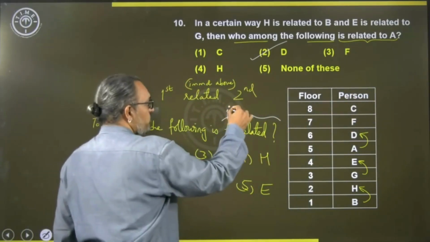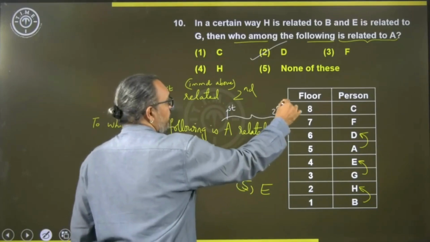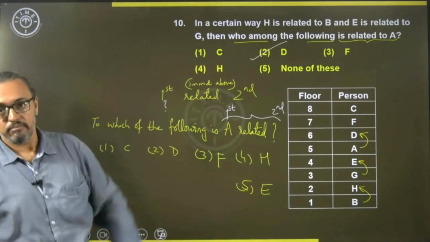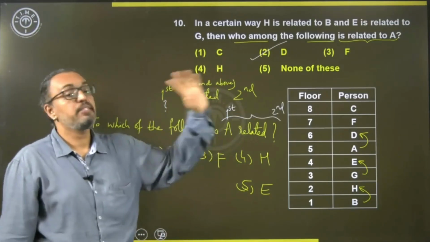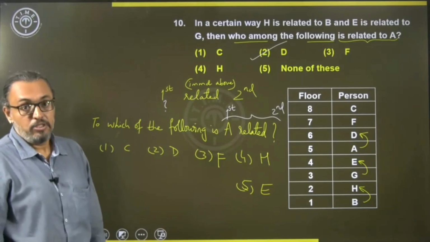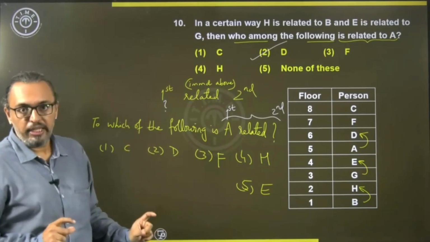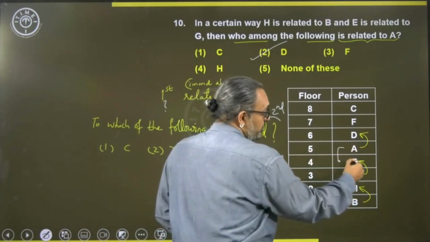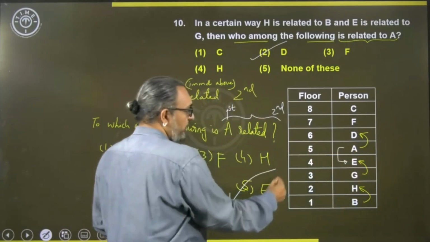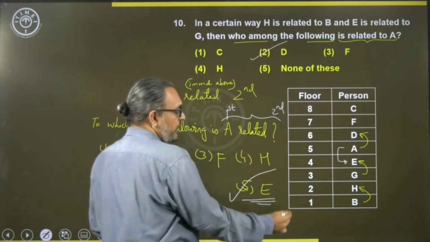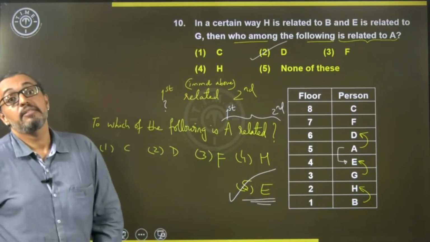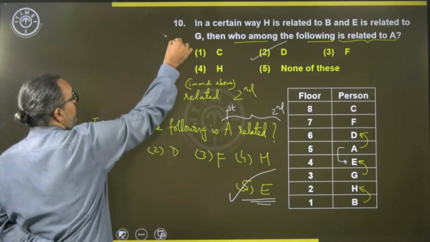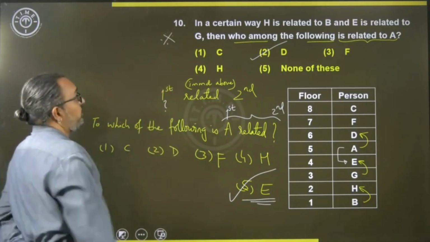So here this also is first, second. Earlier the first person was asked, second person was given. Now the first person is given, second person is asked. So the relation is immediate above only, but A is immediate above who? You can see that A is immediate above E, so you will have to choose E as the answer. Are you understanding the point? So this is a important question.